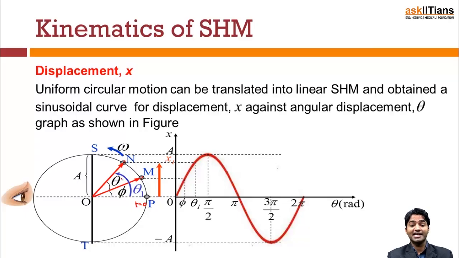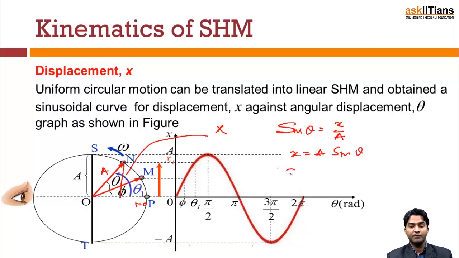That angular displacement is theta, and that is equal to angular velocity into time t. The displacement at that time can be denoted by the letter x. A is the radius, which is the maximum displacement. So we get sine theta is equal to x by A, and x is equal to A sine theta. The angular displacement is just a function of angular velocity into time t.